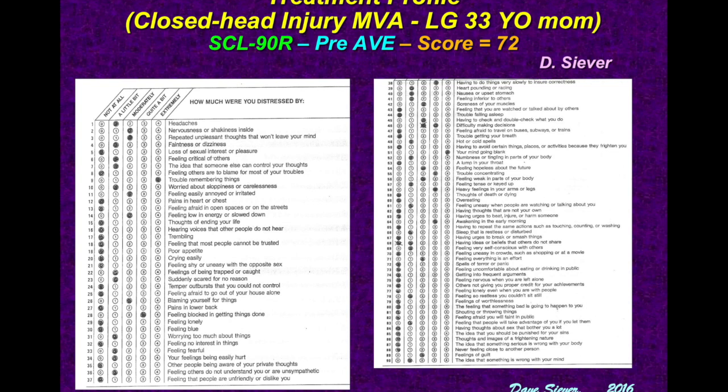High, having to do things very slowly to ensure correctness. Difficulty making decisions. Mind going blank. Trouble concentrating. Heavy feelings in her arms and legs, and that's pretty common. Awakening in the early morning. Well, they all have sleep disorders, so that's what they do. And so her score was a 72.